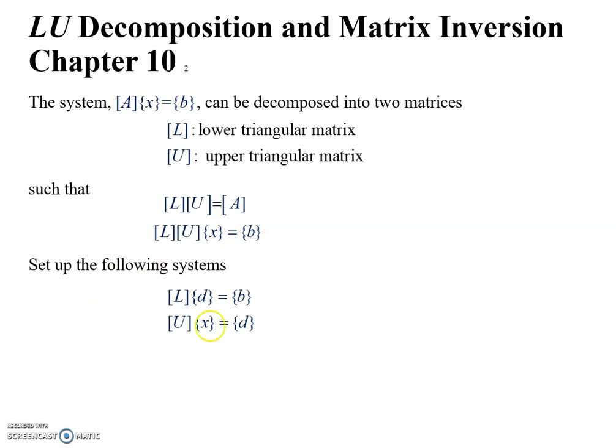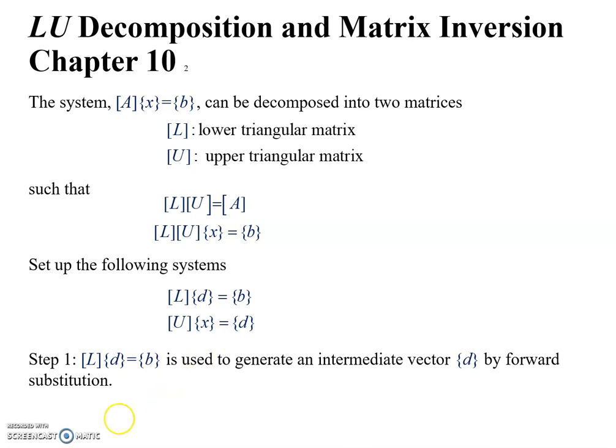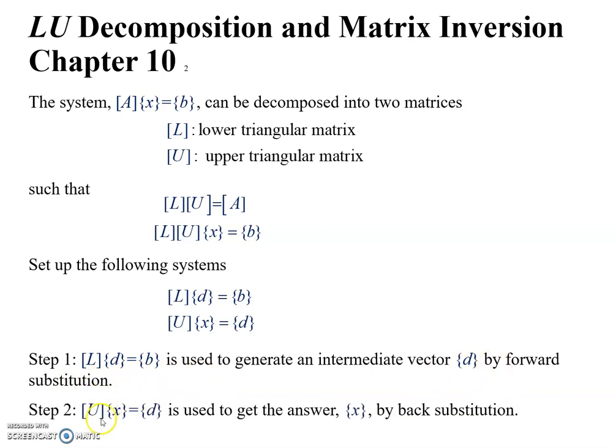First we decompose matrix A into L and U. From matrix L we will find an intermediate vector D, and then from D we will find the final solution using matrix U. In LD = B, forward substitution will be used. In UX = D, backward substitution will be used. Step one, LD = B is used to generate an intermediate vector D by forward substitution. Step two, UX = D is used to get the answer X by back substitution.